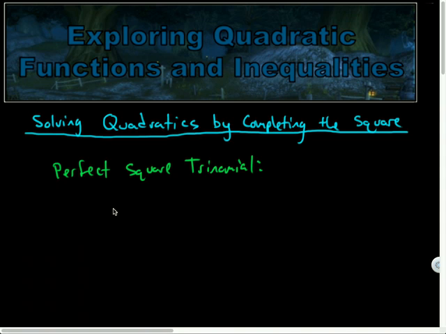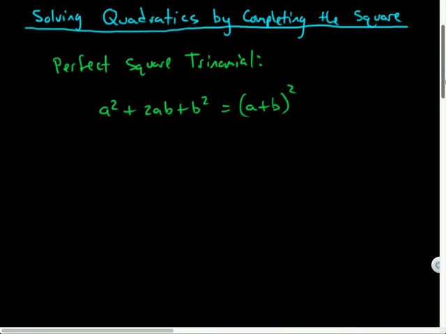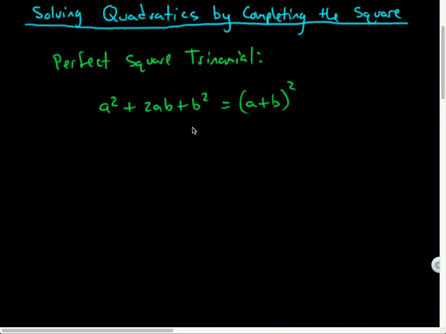Let's see, the perfect square trinomial pattern was a squared plus 2ab plus b squared, and that was equal to a plus b all squared. Also there was the variation where if this was a minus sign, then this was a minus sign. So let's consider the following.